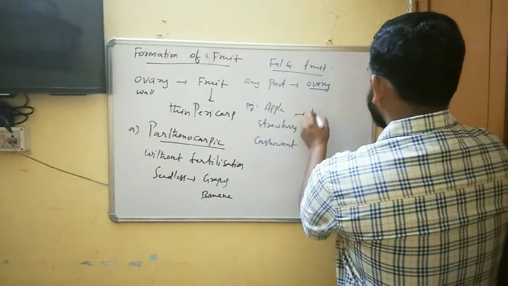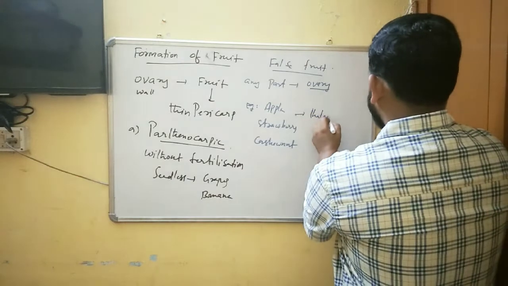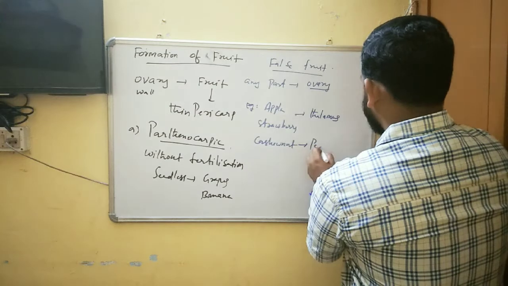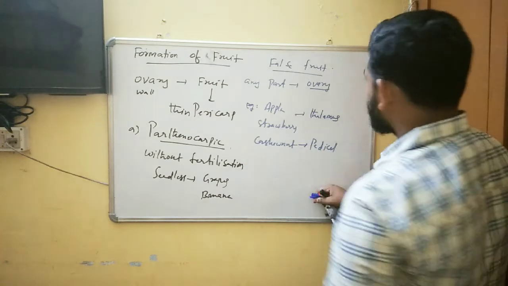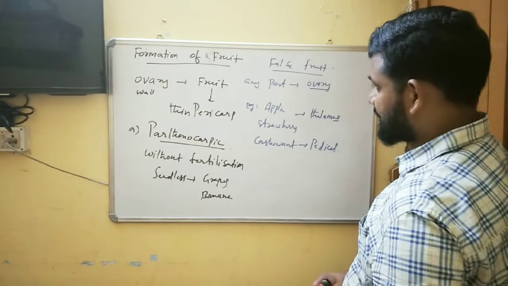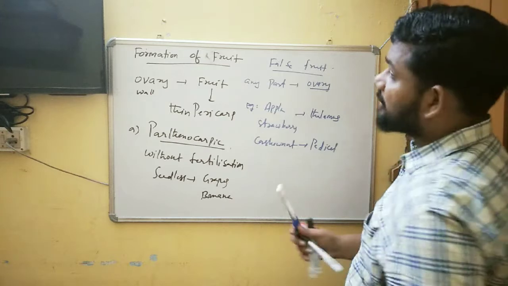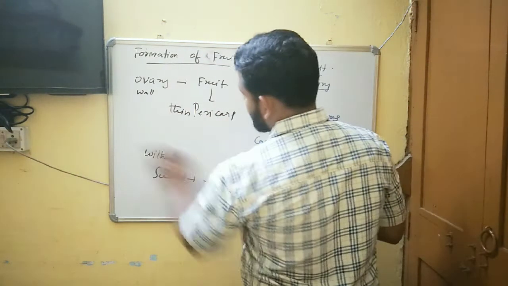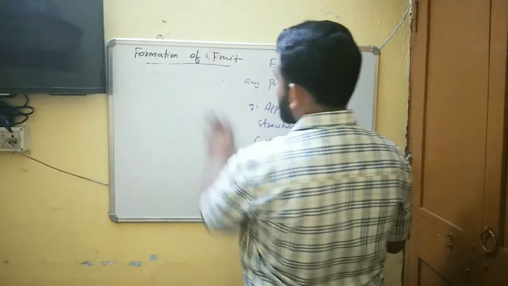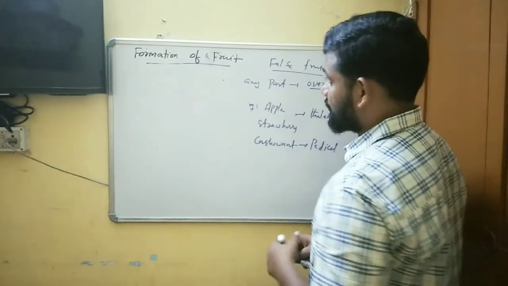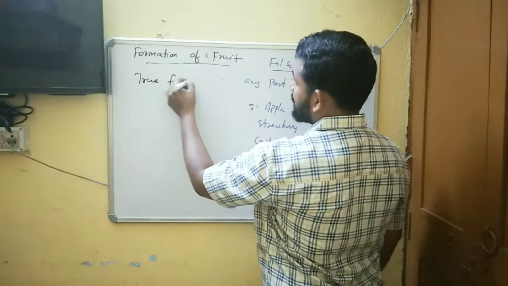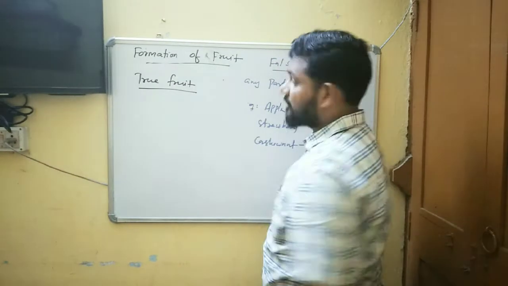In apple and strawberry, the thalamus stores the food material and becomes fleshy, whereas in cashew nut, the pedicel stores the food material and becomes fleshy. And what are true fruits? If after fertilization the ovary is transformed into fruit, then these fruits are called true fruits.